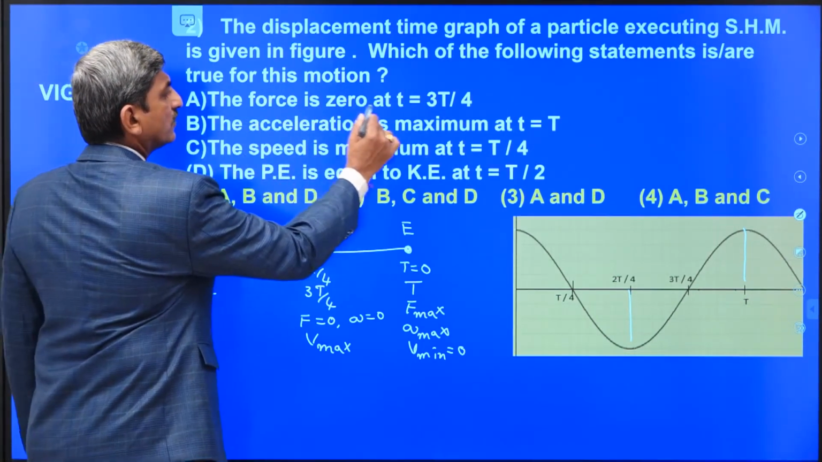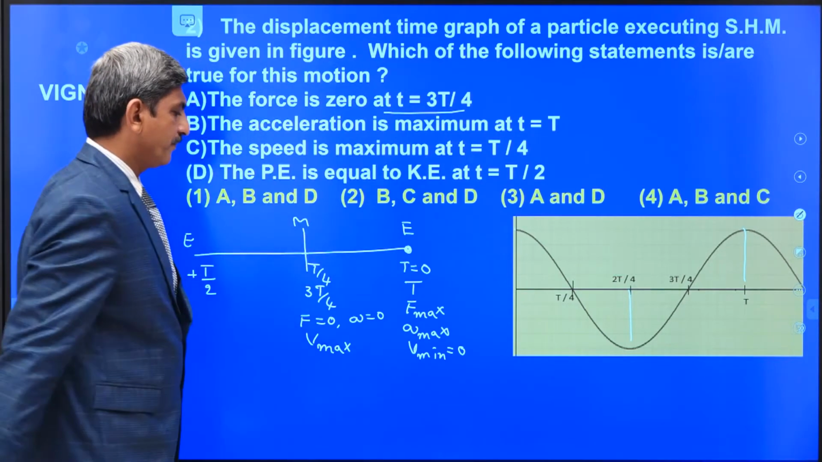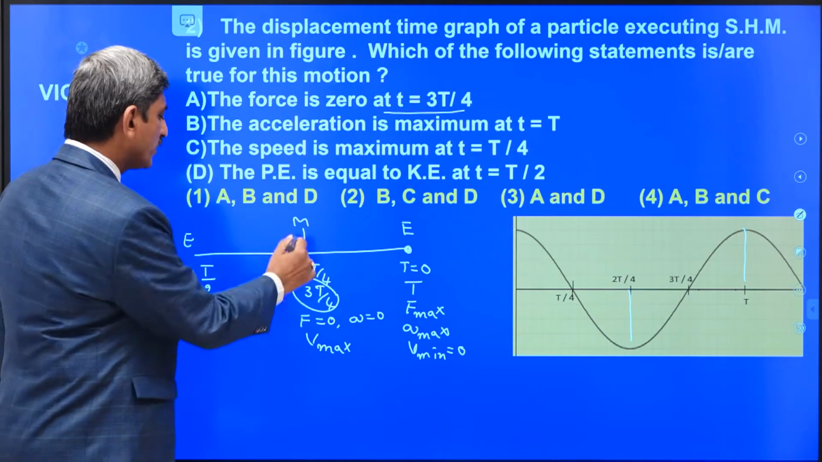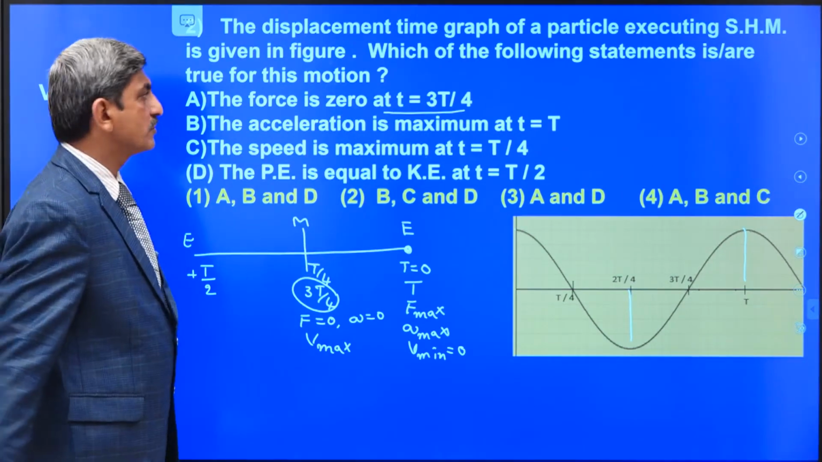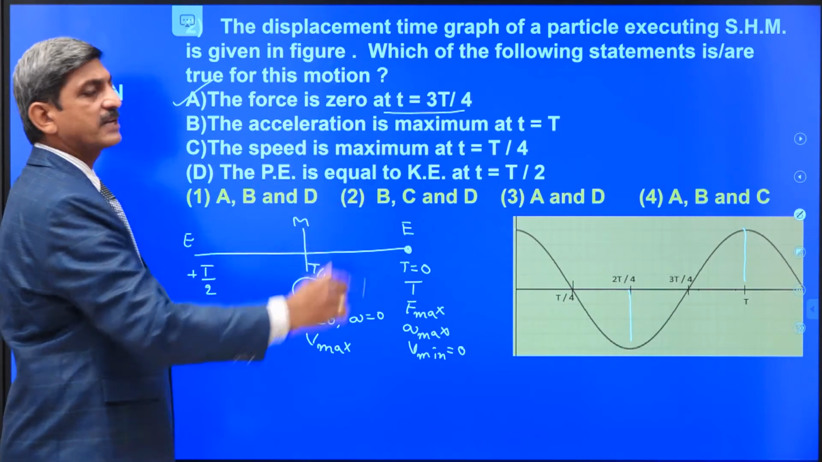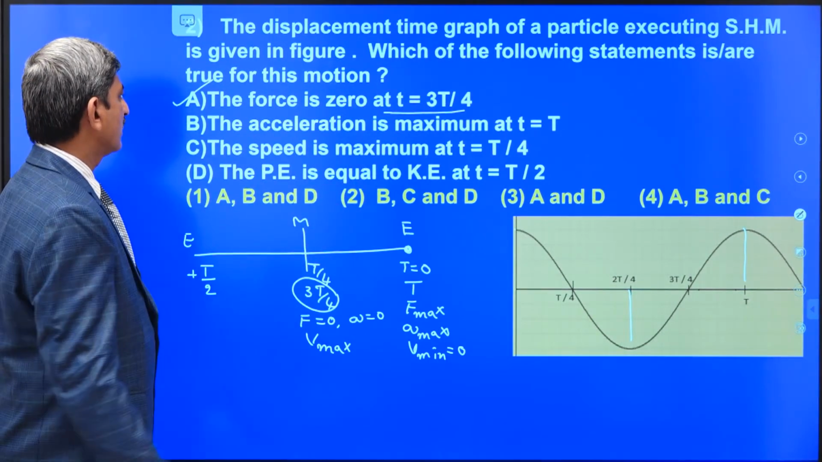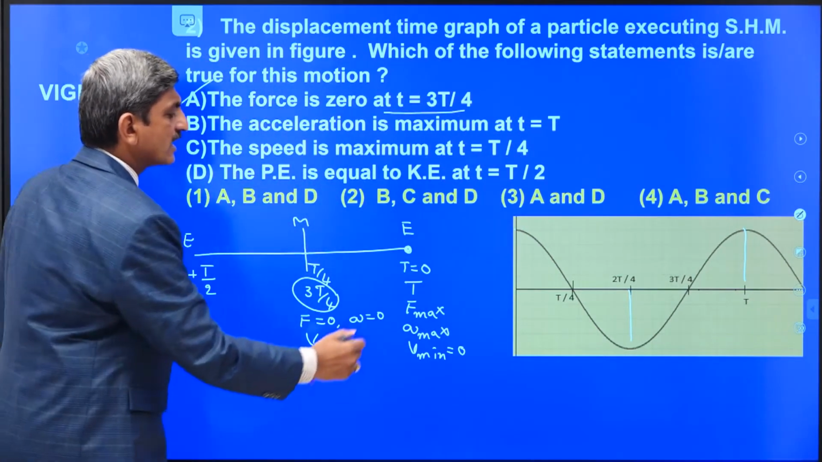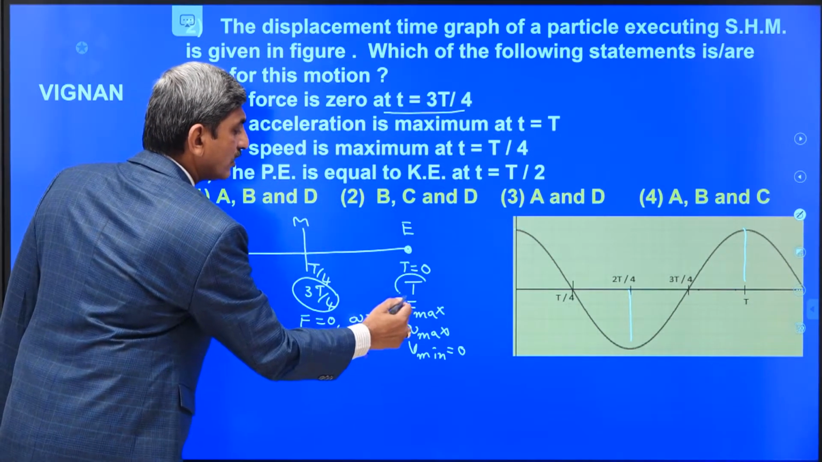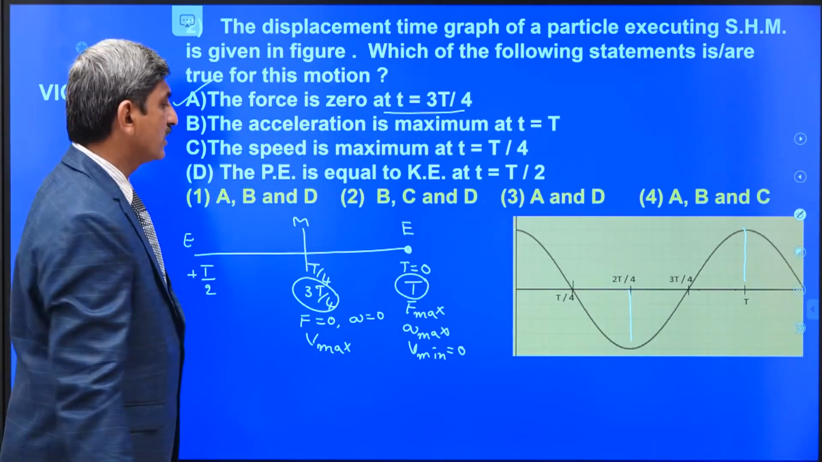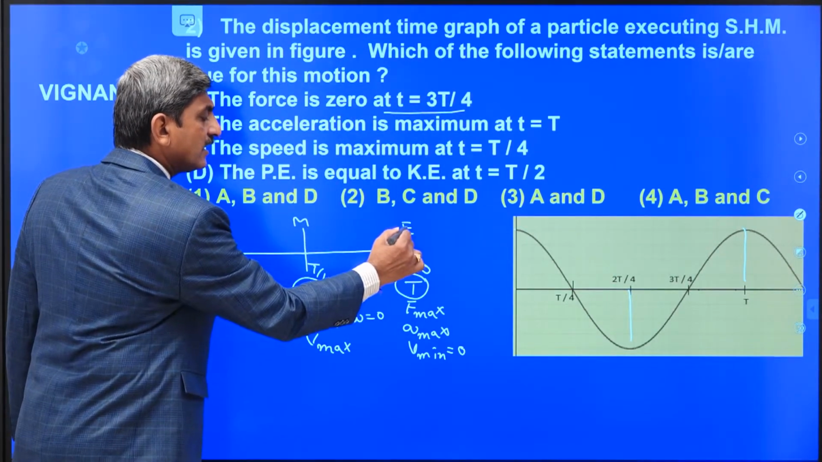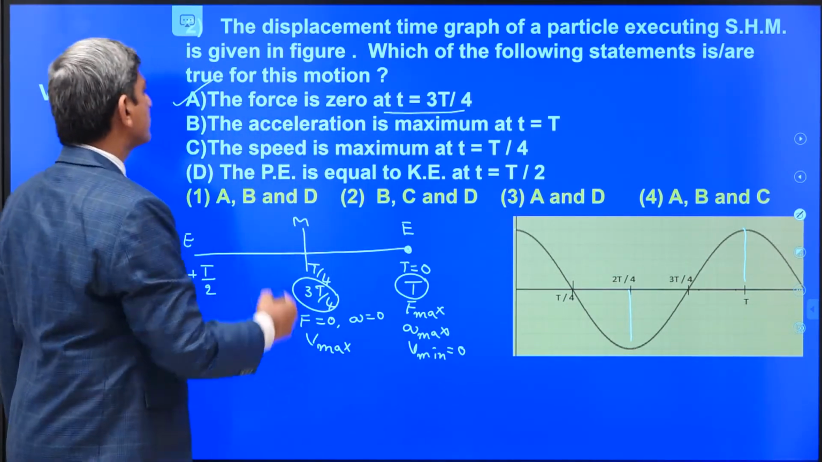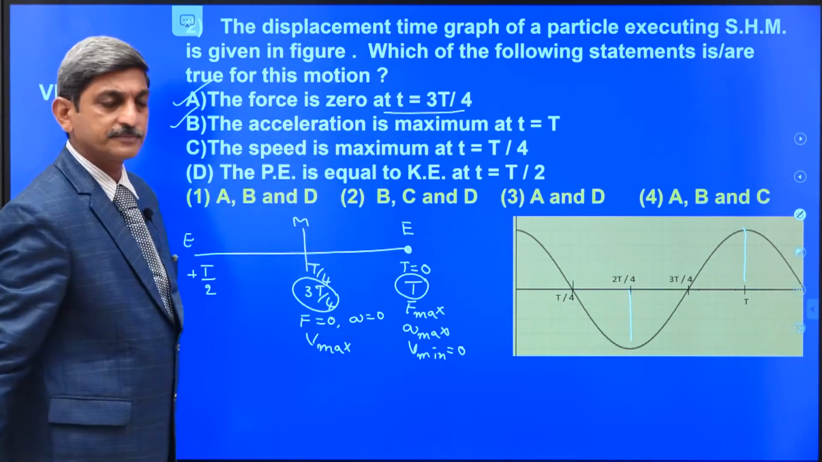The force is 0 at t is equal to 3T by 4. See, at t is equal to 3T by 4, the particle is at the mean position. At mean position, the force is equal to 0, so that the first statement is right. Now come to the second one. The acceleration is maximum at t is equal to T. So here already we know that when the time t is equal to the time period of the harmonic motion, the particle is at extreme position. At extreme position, we know that the acceleration of the particle is maximum, so that B is also right.